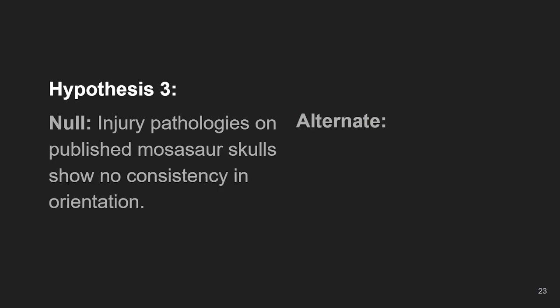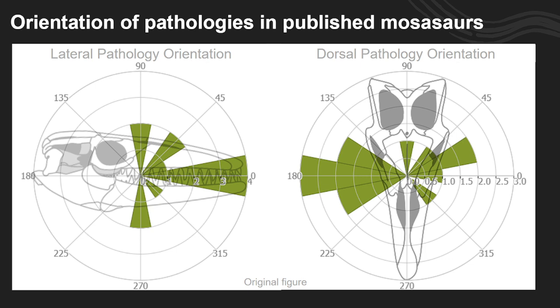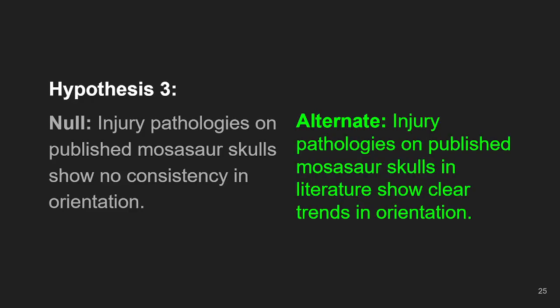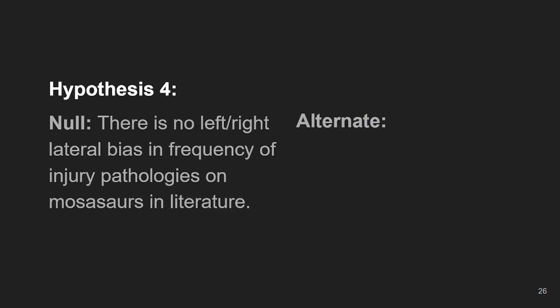Moving forward to hypothesis 3, injury pathologies on published mosasaur skulls show no consistency in orientation, but we actually find that to not be true. Mosasaur pathologies on the side of the skull, the lateral faces, orient towards the front of the skull, whereas pathologies on the top of the skull, dorsally, orient laterally towards the sides of the skull. So we see drag that points in certain directions of these pathologies. Hypothesis 3, injury pathologies on published mosasaur skulls in literature show clear trends in orientation, is our alternate hypothesis.